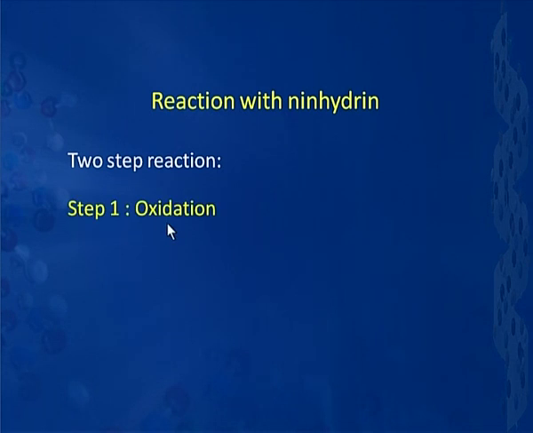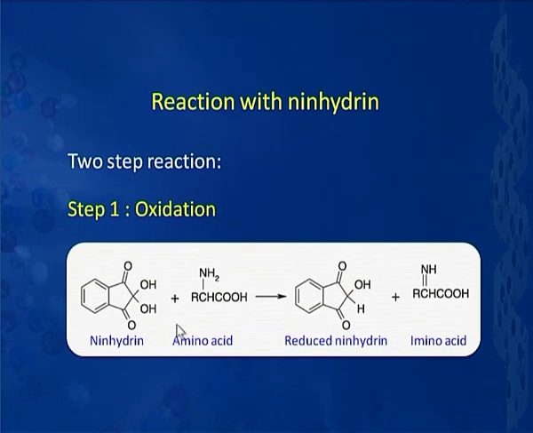The third one, reaction with ninhydrin. This is one of the most crucial reactions which amino acids undergo. This actually is a two-step reaction. In the first step, there is an oxidation taking place. What happens is ninhydrin reacts with amino acid and this gets reduced to the following form, and the amino acid gets oxidized to an imino acid. That is my first step here.